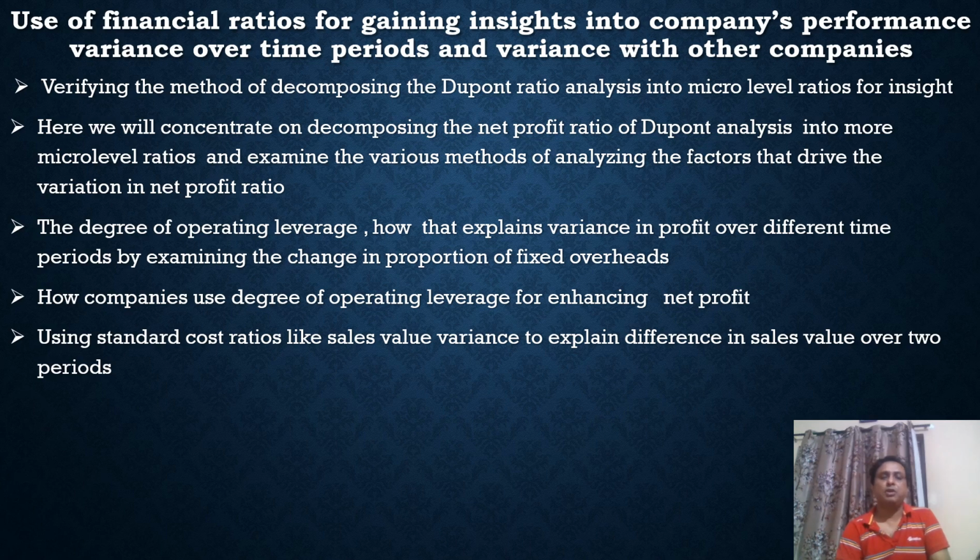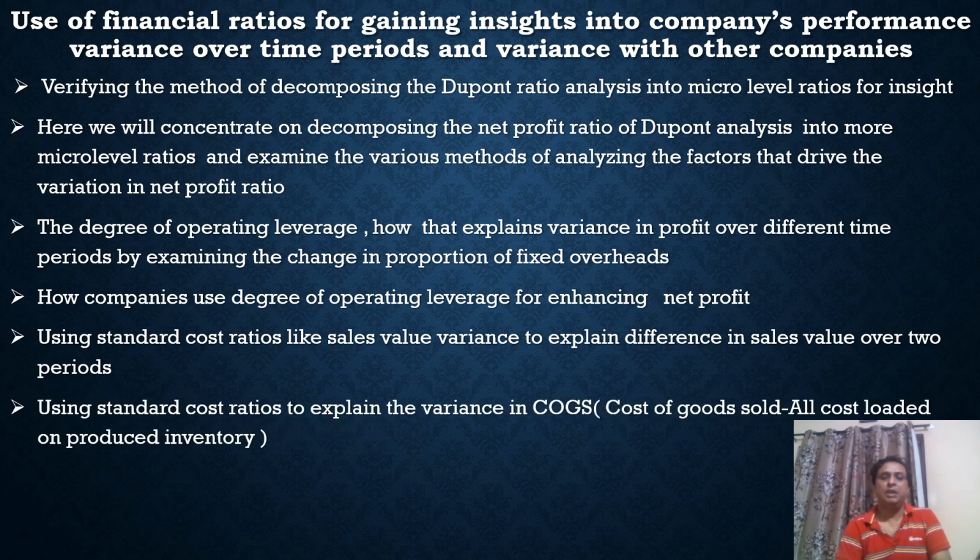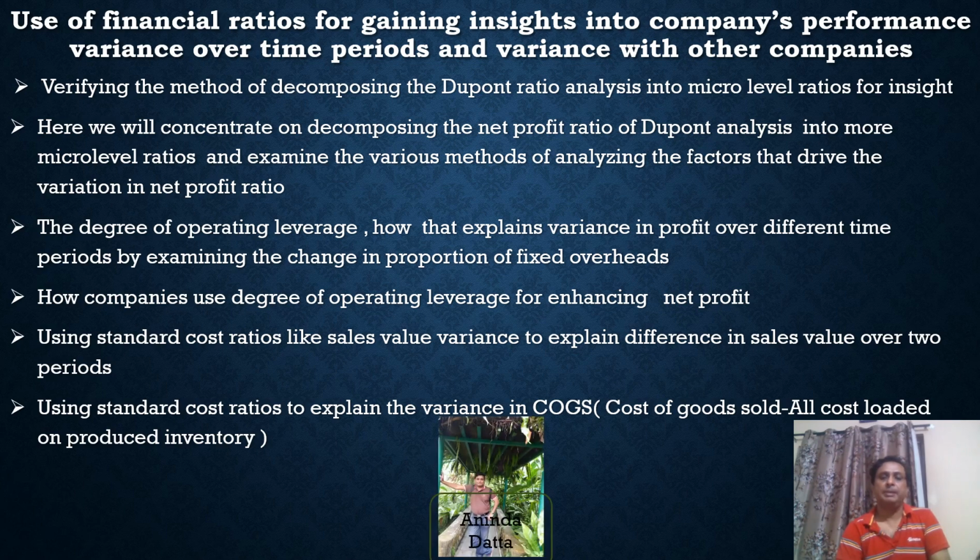Using standard cost ratios like sales value variance to explain the difference in sales value over two periods. Using standard cost ratios to explain the variance in COGS, that is cost of goods sold, which is all cost loaded on production inventory. I'm Aninda Datta, the presenter.